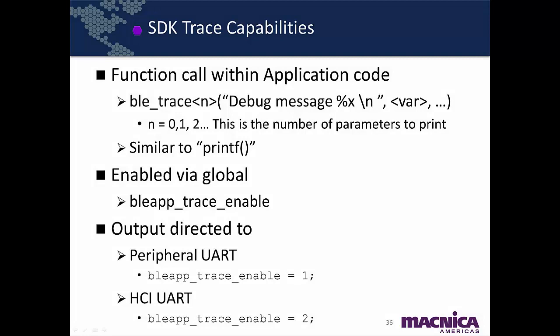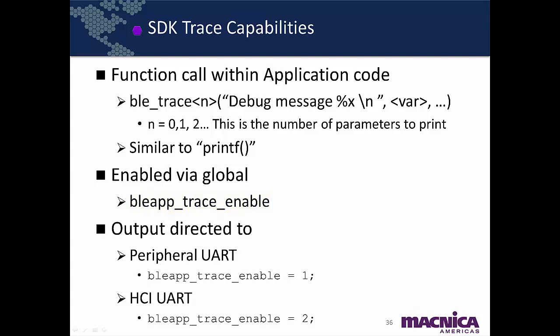A while back, I mentioned a debug capability of the SDK called trace. This is a method by which you can debug a Broadcom BLE module by means of printf statements. To use trace, you simply enable the application to output trace messages to a UART via a global variable declaration.